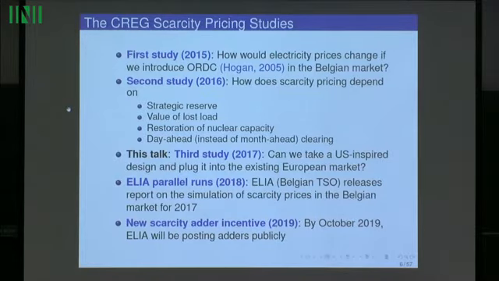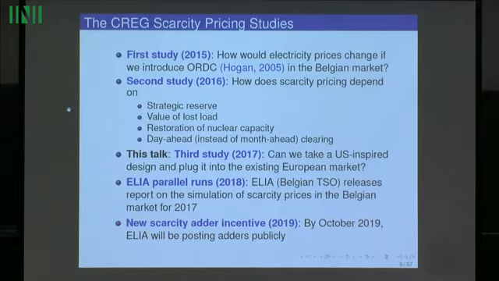What happens if the nuclear capacity that was out in 2015 would come back to service? What would happen if we were doing day ahead instead of month ahead clearing of reserve capacity? So there were these sensitivities to better understand the mechanism.